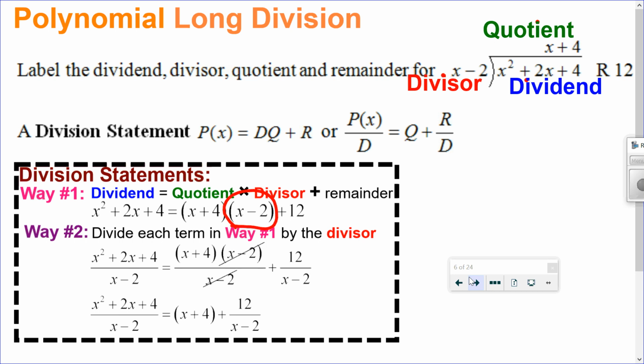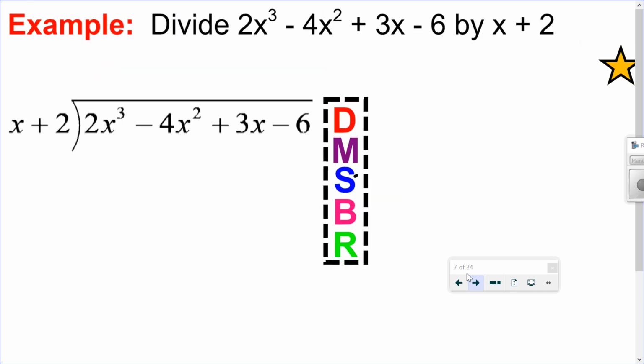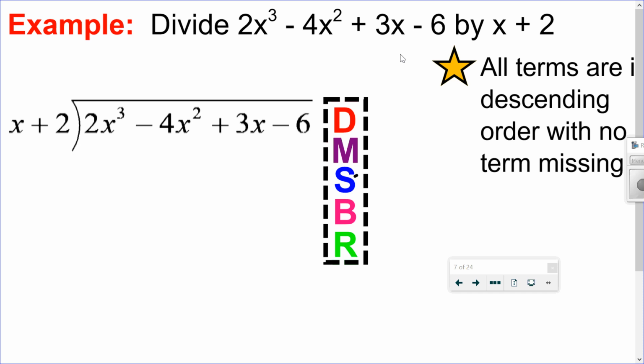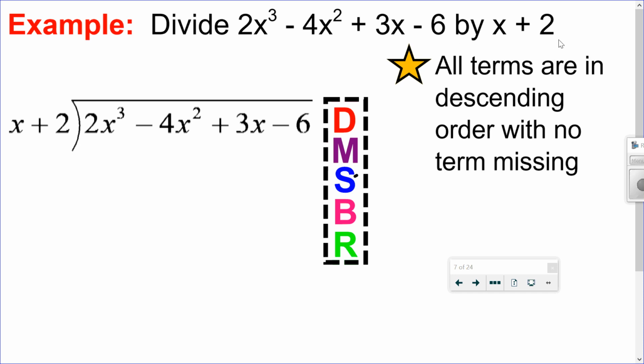Let's look at how I actually get the parts of the long division to come up with the division statements. In this example, I want to divide 2x cubed minus 4x squared plus 3x minus 6 by x plus 2. The very first thing I notice is that I have all my terms in descending order of x, and there is no term missing. I went cubed, squared, 1, and none. So everything is accounted for. Let's follow our steps.